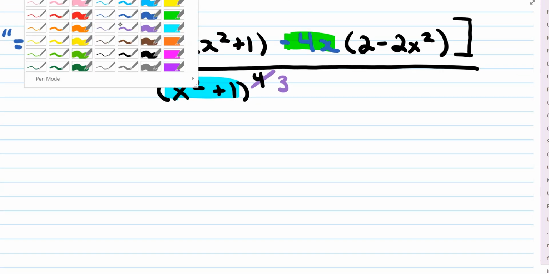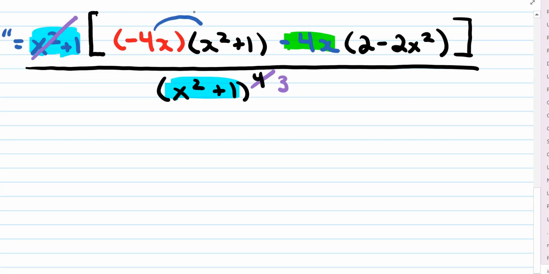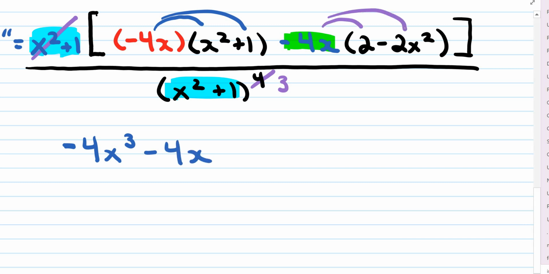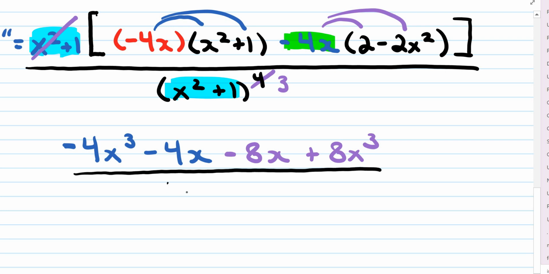And then we can also start distributing the numerator there. If I multiply this out, I get negative 4x cubed minus 4x. Then if I distribute this into the brackets, I get negative 8x plus 8x cubed. And that is all going to be divided by our new expression on the denominator, which is x squared plus 1 all to the power 3, and this is my second derivative.